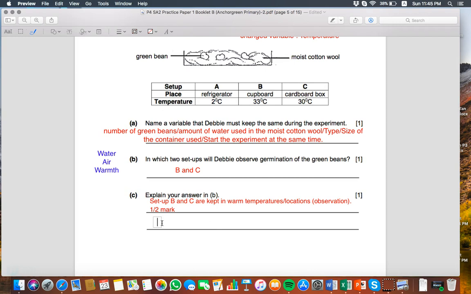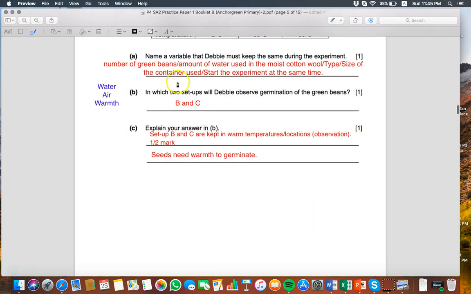Okay, the next part will be a science concept. Seeds need warmth to germinate. In this case, this will be another half a mark. Please take note.